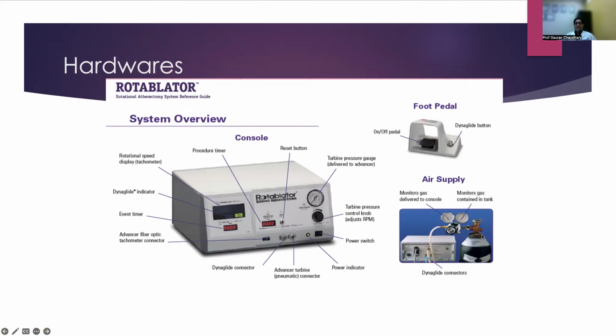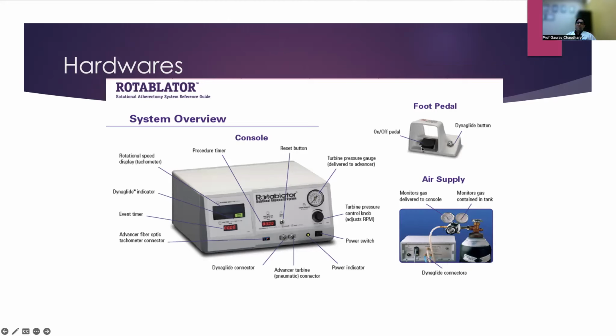So this is the gas supply, which contains monitor gas in a tank. There are monitors. There is a gas cylinder which contains nitrogen or air, and it gives pneumatic pressure to rotate the burr. In conventional rotablation there is a foot pedal which has two pedals. One is the Dynaglide button, the mode for lesser speed when we withdraw the burr, around 60 to 80,000 to 90,000 RPM. And the other is the pedal for increasing the speed of the rotablation.